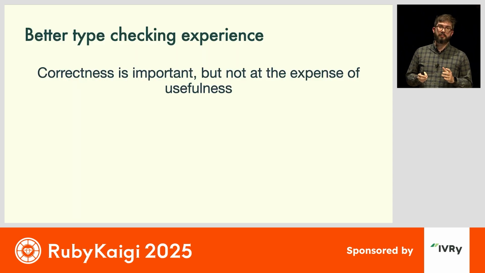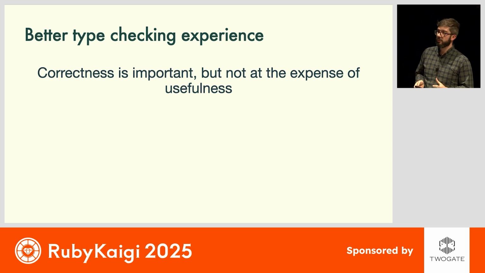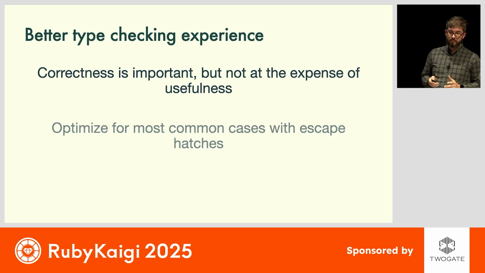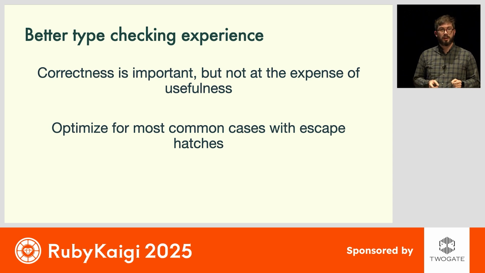I think to have a better type checking experience in Ruby, correctness is of course important. We always want to be as accurate as possible, but not at the expense of usefulness. A gradual typing system is a tool, it's not a requirement, and we should try to be as useful as possible to users. And I also believe that we should optimize for the most common cases that people use Ruby for, providing escape hatches for the edge cases so that we can make optimizations for better accuracy in the cases that are most common for Ruby programmers.